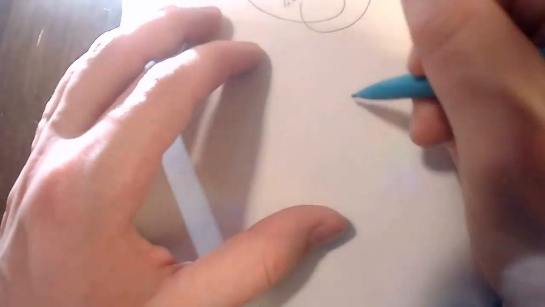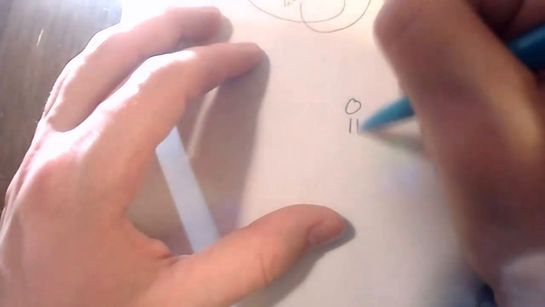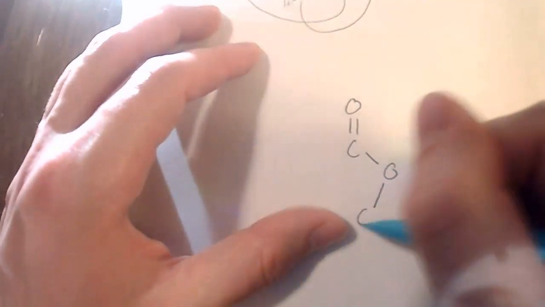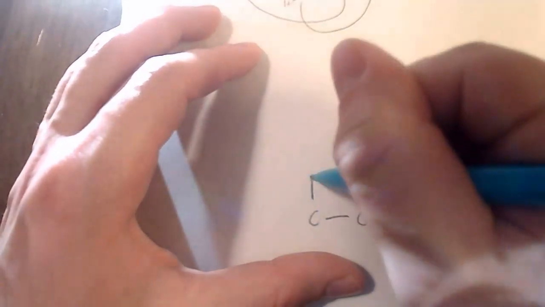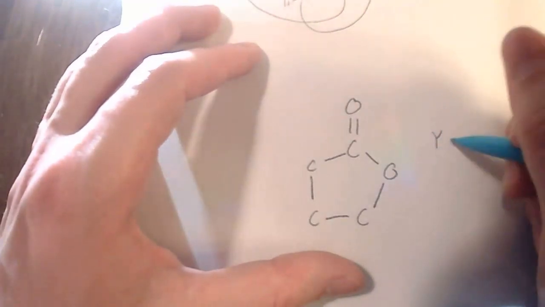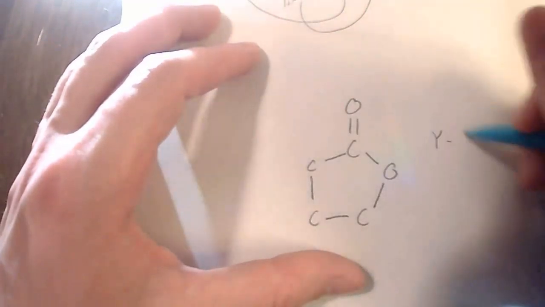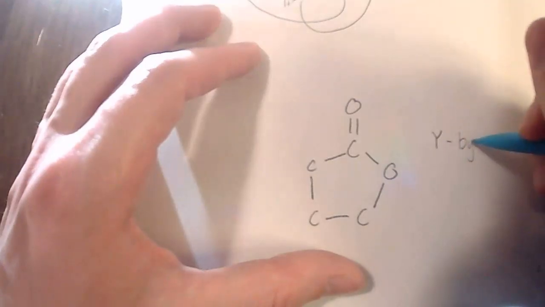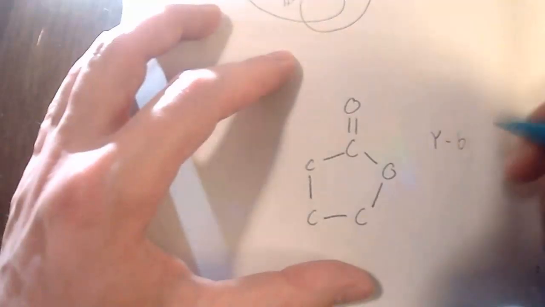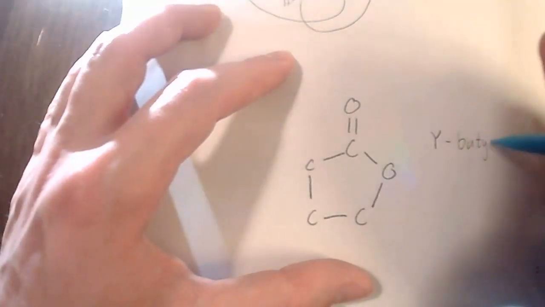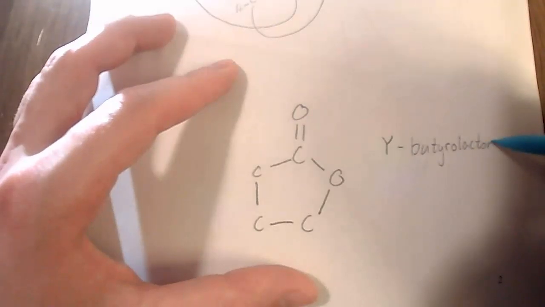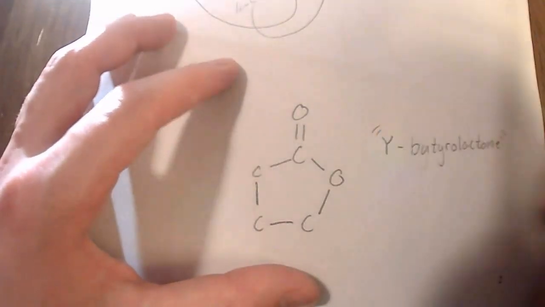So, redrawing this structure, everything adds up, and we are locked in with gamma-butyrolactone as our final structure.